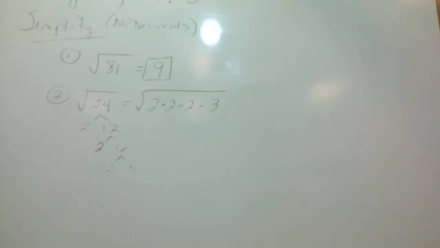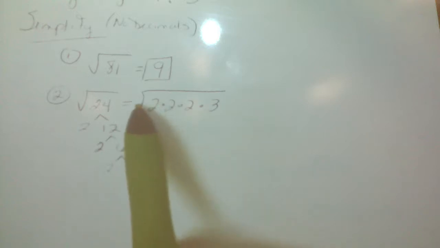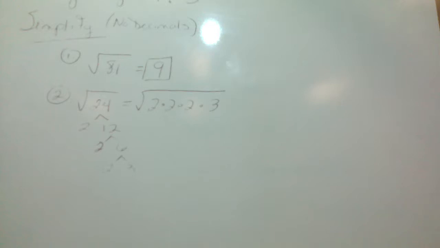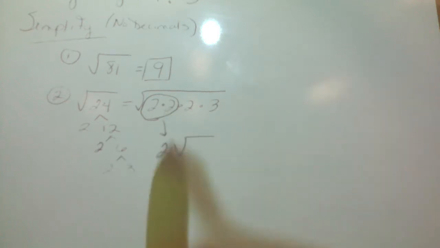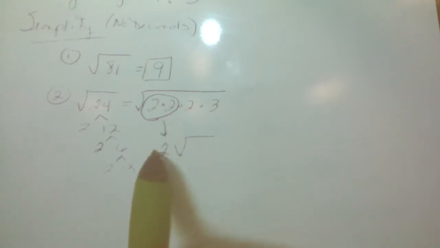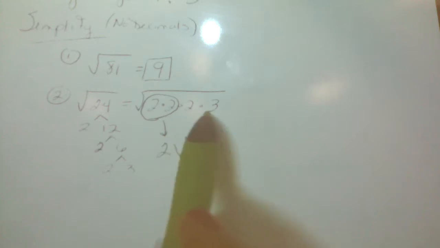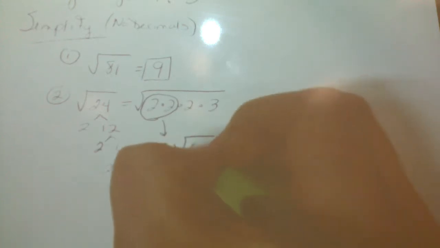Now, the root is 2. Remember, if there's no number there, it's 2. So I'm trying to find 2 of the same number. Well, I've got two 2's here. So that's that 2. And then what's left that I did not circle? For each grouping, you're taking out 1 because 2 times 2 is 4. The square root of 4 is 2. So that's why I'm taking out a 2, because really the square root of 4 is 2. And then what's left here is 2 times 3 is 6.